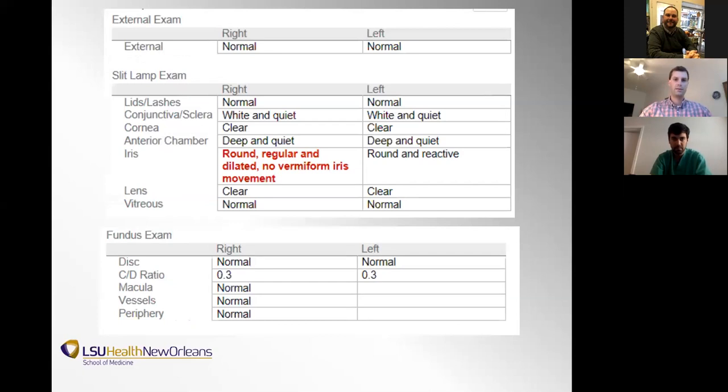And for the rest of the exam, really the only pertinent thing that we could see on the slit lamp exam was that the right pupil was large. It was regular. There were no vermiform iris movements, no evidence of any kind of trauma, and really pretty unremarkable, as was her fundus exam in that eye.